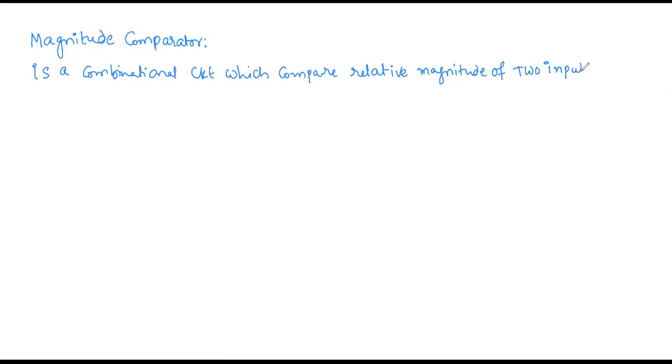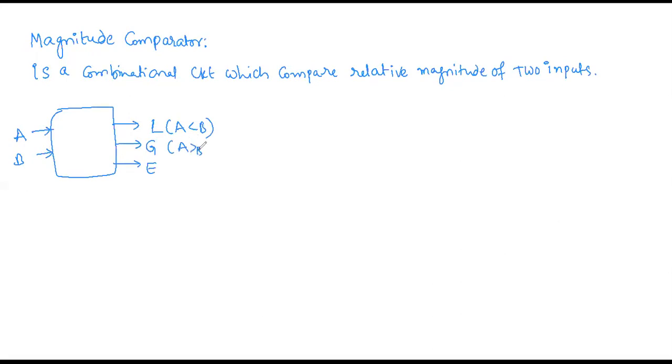Okay. The general diagram of the magnitude comparator has two inputs, A and B, and three outputs: less than, greater than, equal. This indicates A less than B, this indicates A greater than B, and this indicates A equal to B. Okay, this is the general block diagram of the magnitude comparator.